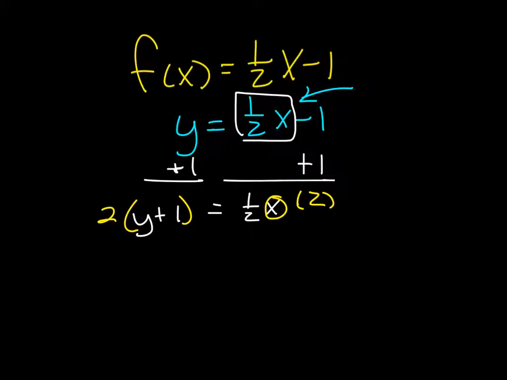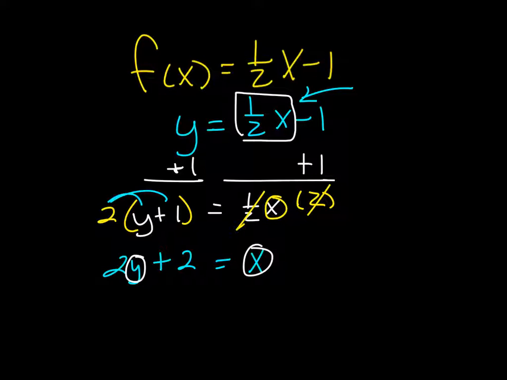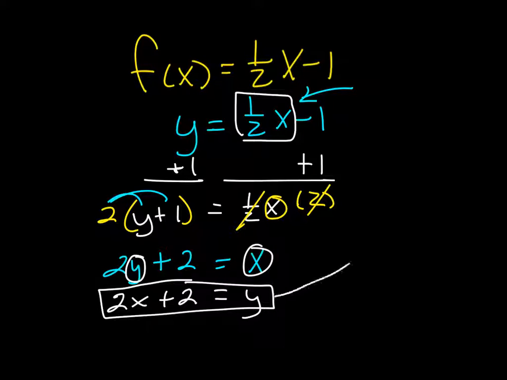Now, this isn't just y, it's y plus 1. So 1 half times 2 cancels out, and what I'm left with is x. Now, right here, we're going to distribute, and I get 2y plus 2. Now, the final step is to take your y and take your x and switch them. So 2x plus 2 equals y, and this is the inverse of this function.